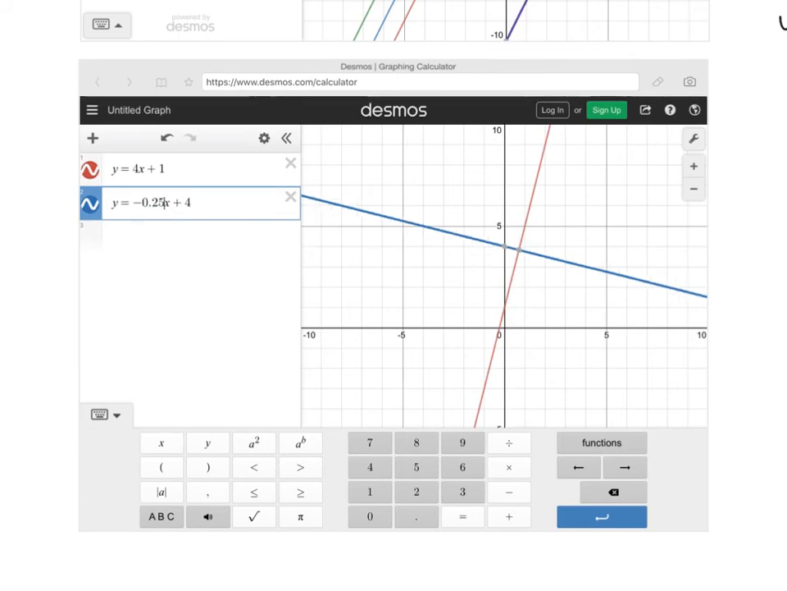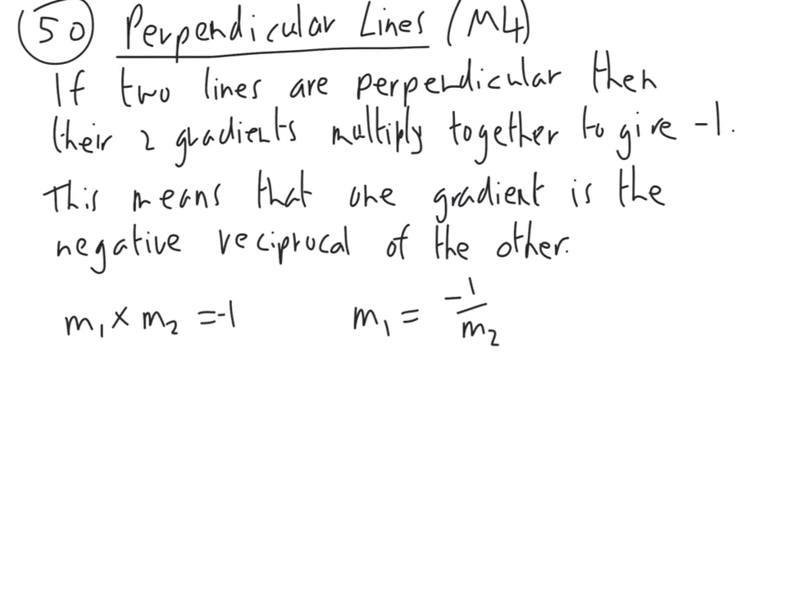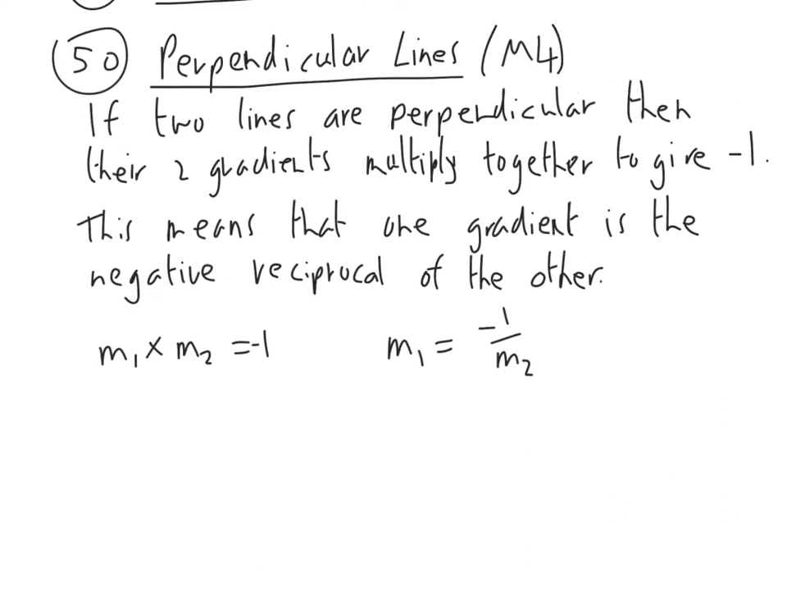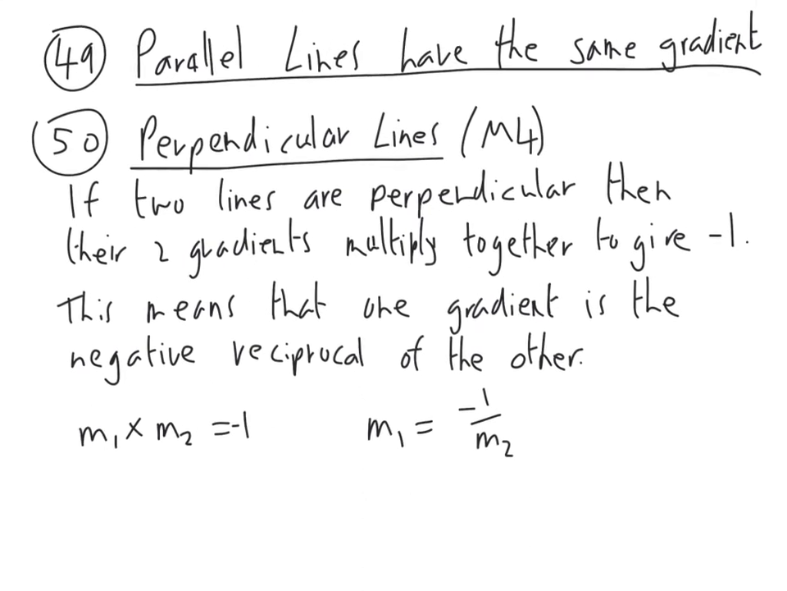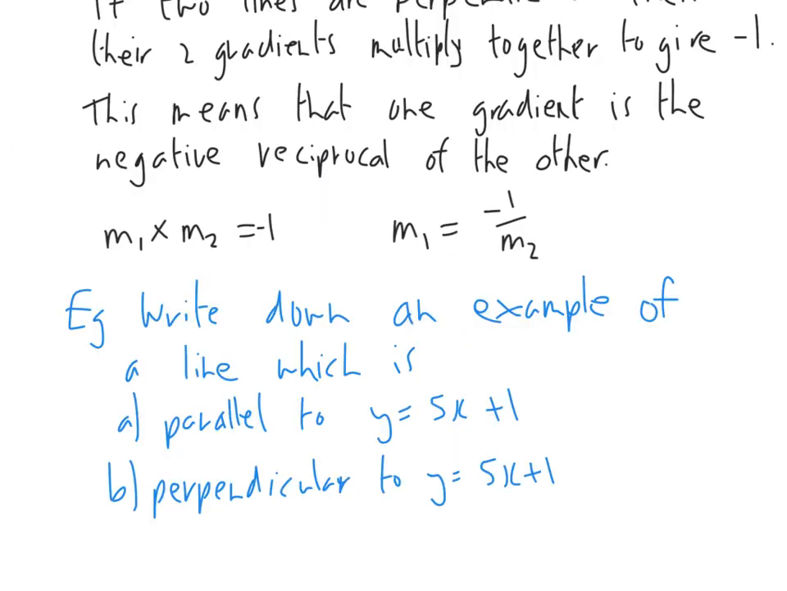So that's just a rule for you to remember as well, that one gradient is a negative reciprocal of the other if the two lines are perpendicular. You need to memorize those two facts before you can really do any questions moving forward. So take down this example.